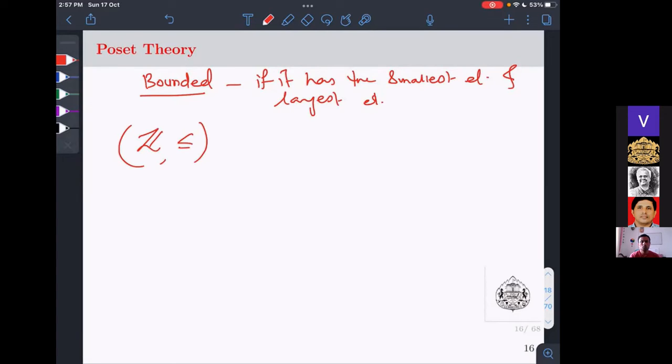No. Because if you see any element, you can go one step down and there will be another element which is below that. So it is not bounded. In fact, you don't have a smallest element, you don't have a largest element.